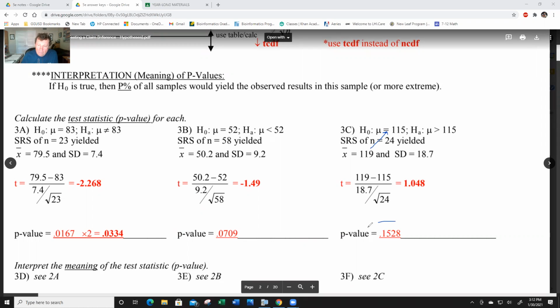I doubt it. Look at the p-values. It's bigger than 0.1 and 0.05, so you don't have enough evidence, okay? So if you do the t-score right here, you're going to go the statistic, 119 minus 115, divided by 18.7 over radical 24. All right, so let's go to the calculator and check this one out.